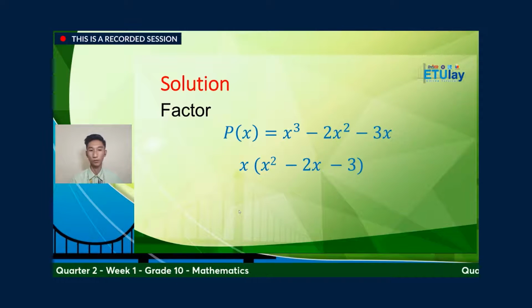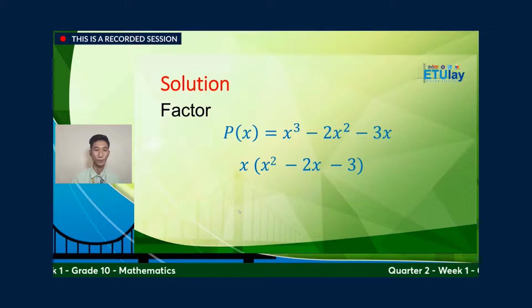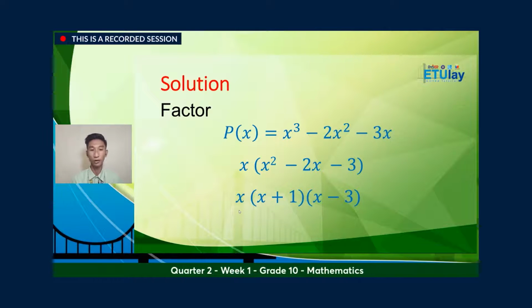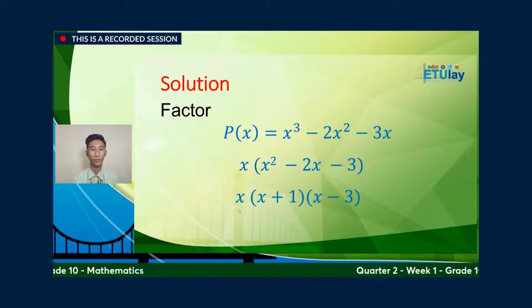Since x is the common factor, kaya ilalabas natin ito. And then, x squared minus 2x minus 3, that is still, or it can be factorable. So we have an answer, x times the quantity of x plus 1 times the quantity of x minus 3. So nakuha na natin ang ating factored form.